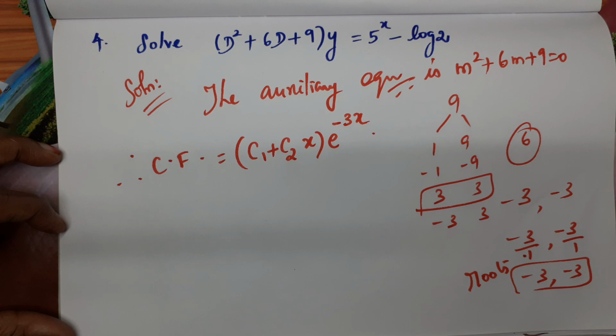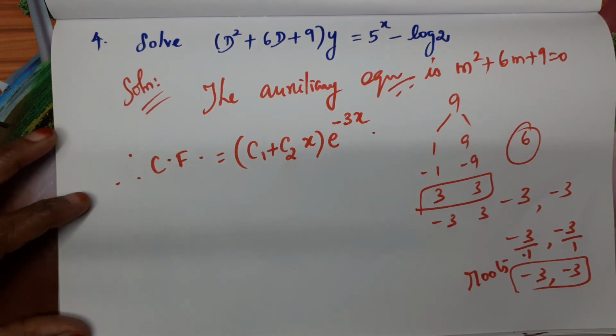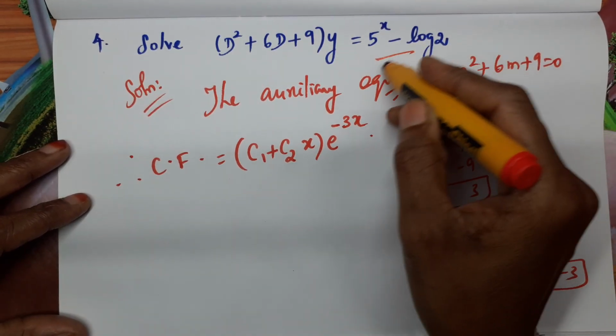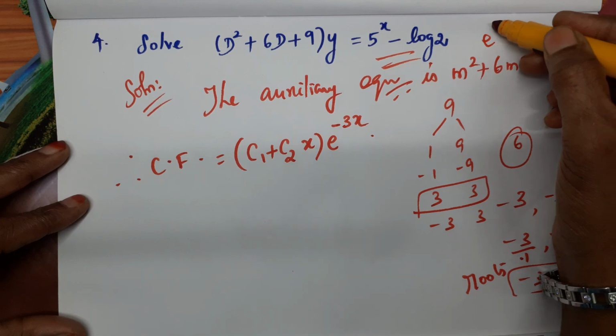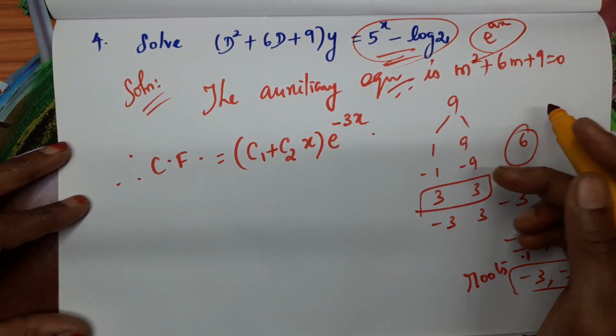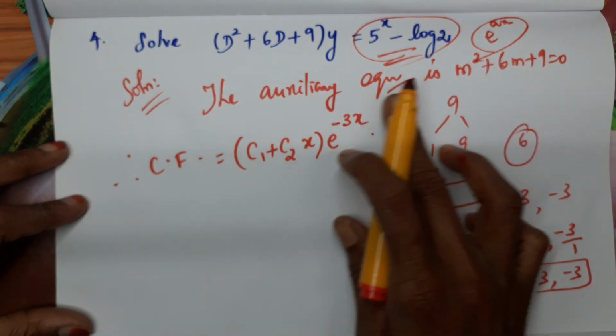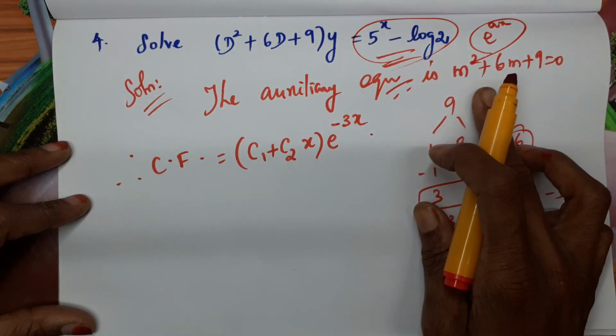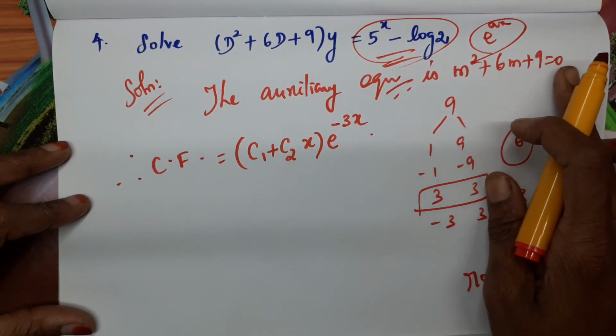The next problem we are going to solve is (d square plus 6d plus 9) y equal to 5 power x minus log 2. This side is not of the form e power ax, but we are going to convert it to that format. First we'll find the auxiliary equation. Auxiliary equation means d has to be replaced by m, so m square plus 6m plus 9 equal to 0.